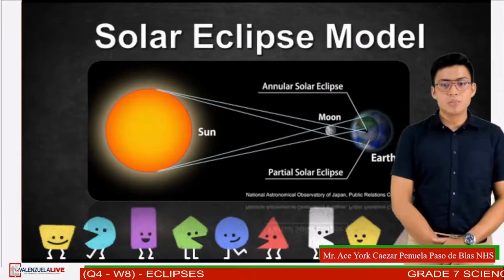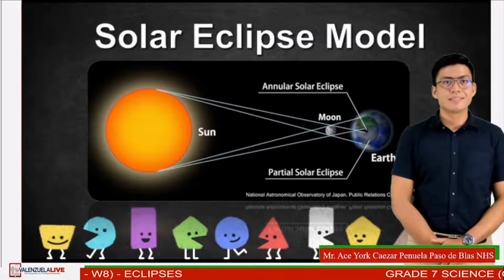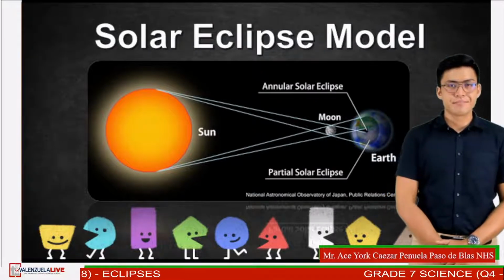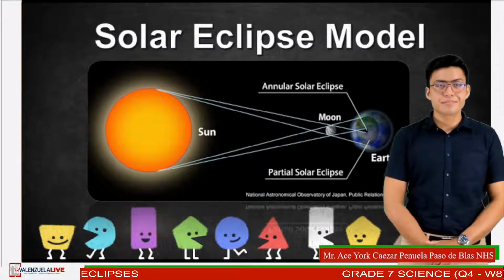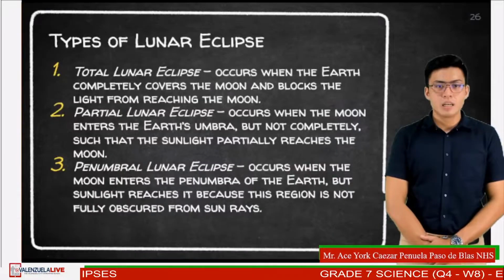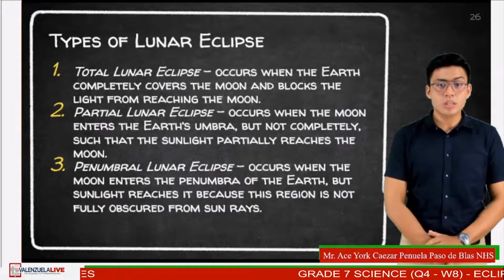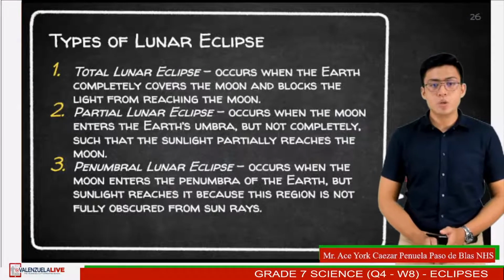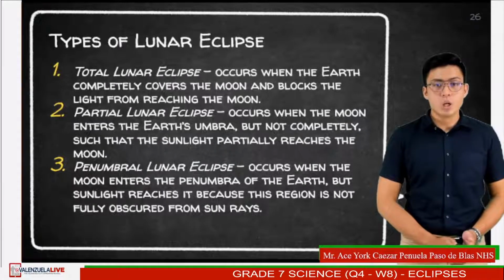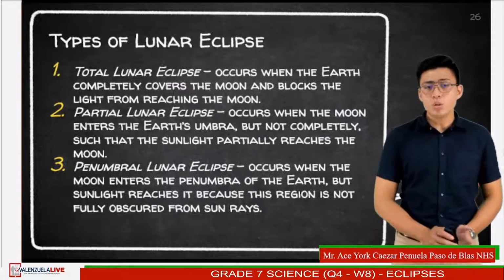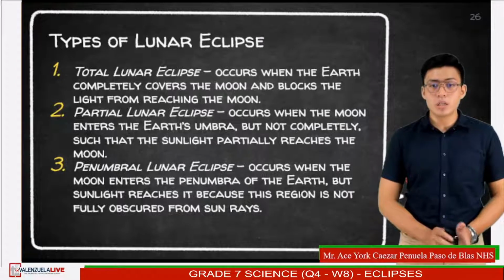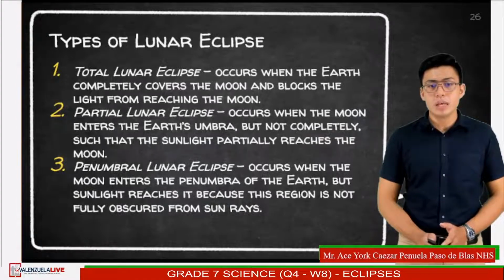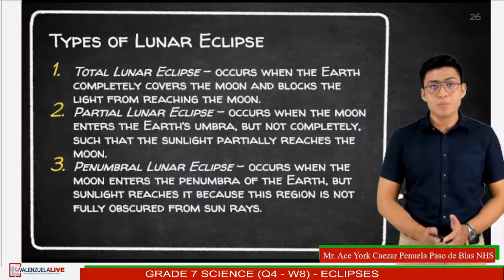This is another model of a solar eclipse. Lunar eclipse has also three types. These are total lunar eclipse, partial lunar eclipse, and penumbral lunar eclipse. Total lunar eclipse occurs when the Earth completely covers the moon and blocks the light from reaching the moon.